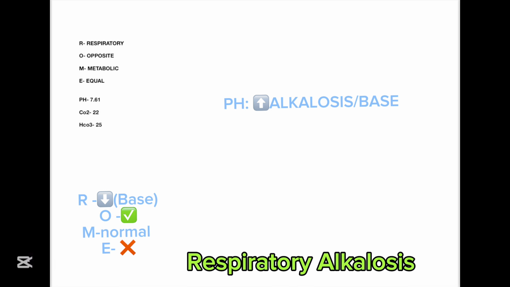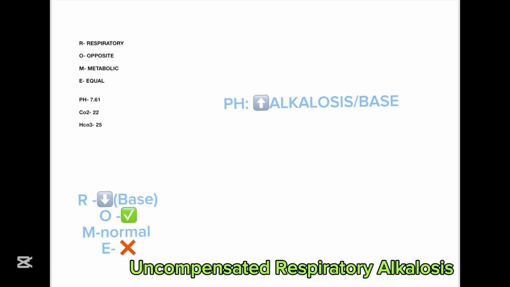We'll look at the HCO3 for the compensation. The HCO3 is still within the normal range, showing that it didn't do anything to compensate for this respiratory alkalosis. So we'll put that it is an uncompensated respiratory alkalosis because the metabolic indicator is still within the normal range.